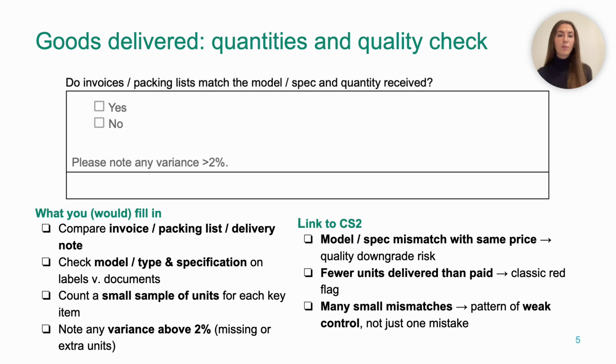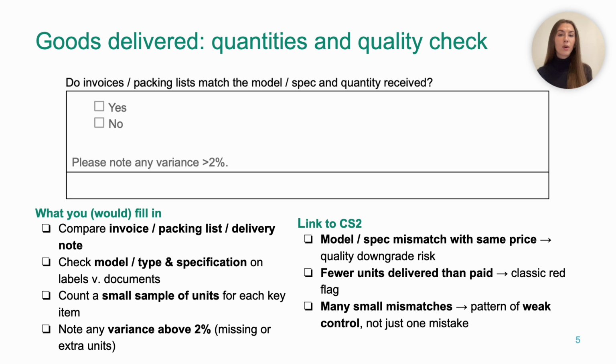Now if we move to the first practical check for goods, do the documents match what actually arrived? So if you look at the question in the box here, it says, do invoices or packing lists match the model or specifications and quantity received? And make sure to look at the note, please note any variance above 2%.